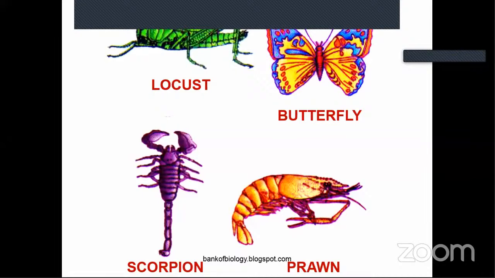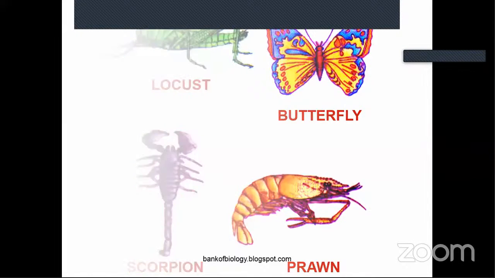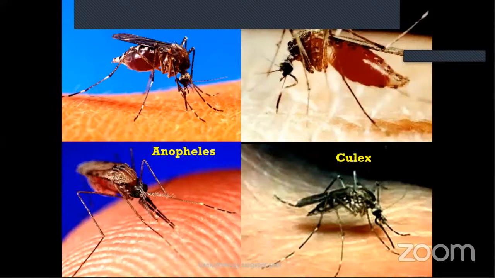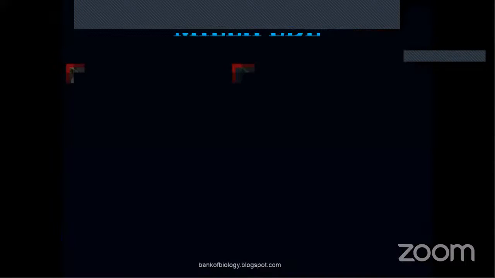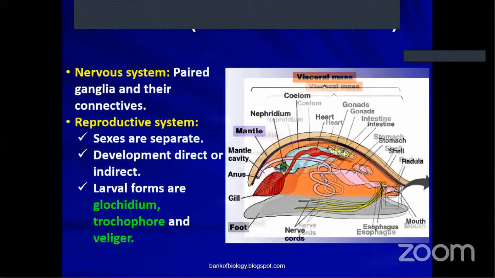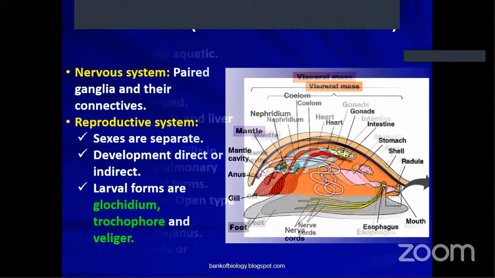And remember that Arthropoda is the largest phylum in the animal kingdom. Take down. Arthropoda is the largest phylum in the animal kingdom. Mosquito, write as an example, that is enough.